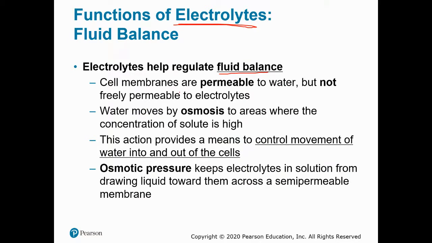One of the ways this is possible is that cell membranes are permeable to water, but not freely permeable to electrolytes. It gets a bit more complicated in the kidneys. We won't go into much detail in this course about kidney permeability to different substances, but we can't always directly control the flow of water, but we generally can control the flow of electrolytes. So by controlling the flow of electrolytes, we can control the flow of water.